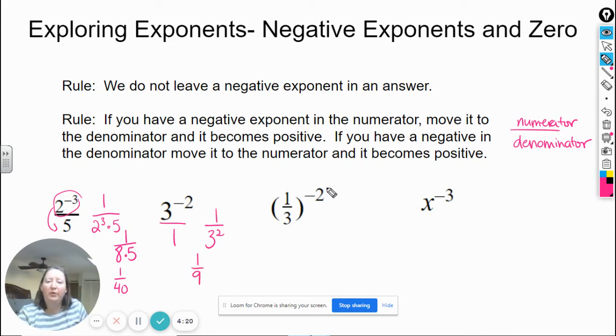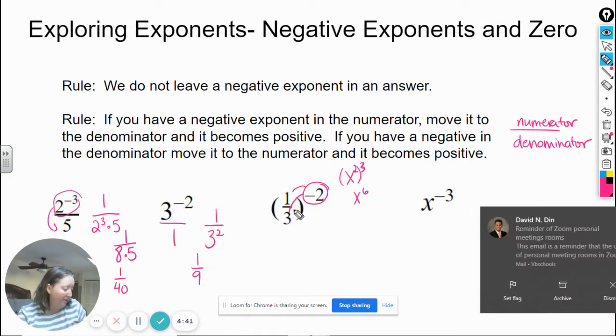When we have a power rule, just to remind you, x squared raised to the third power, the power rule says you multiply those two, and that gets to be x to the sixth. So same thing happens here. We're going to apply this exponent to both things, to both the top and the bottom.